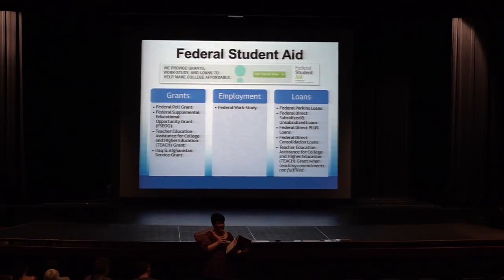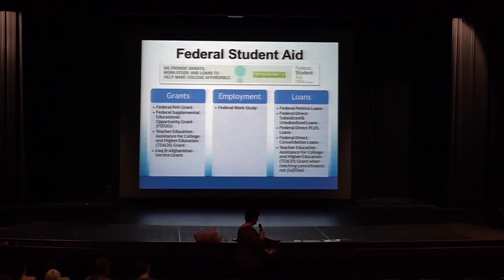Teacher Education Assistance for College and Higher Education Grant, which is on the next page. Again, the eligibility requirements and amounts are listed on there. The Iraq and Afghanistan Service Grant is also on there. If you are a student whose parent or guardian was a member of the U.S. Armed Forces and died as a result of services performed in Iraq or Afghanistan after September 11th, 2001, then you definitely take a look at this grant. You'll have some money coming to your post-secondary institution for tuition.